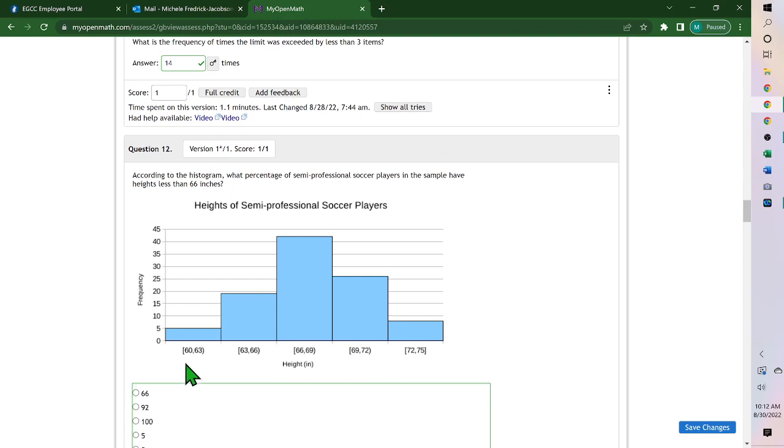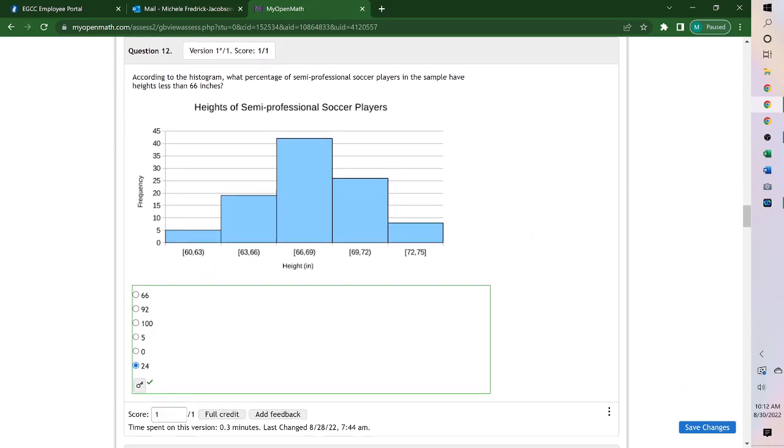And this one, notice it has the square bracket here and the parenthesis here. That's because it's going from 60 up to, but not including 63. A square bracket means you include it, a parenthesis doesn't. And so then here we're including the 63. It goes into the next one.